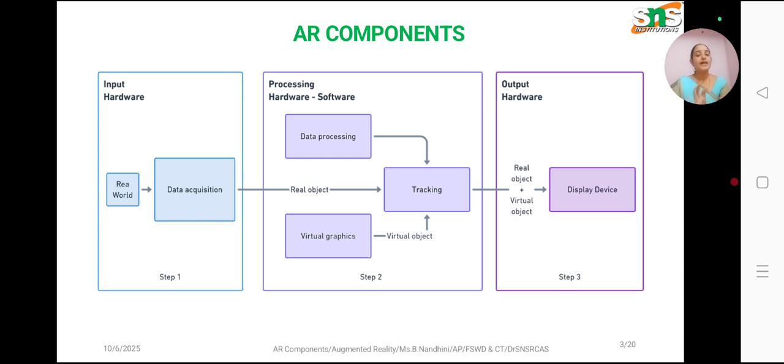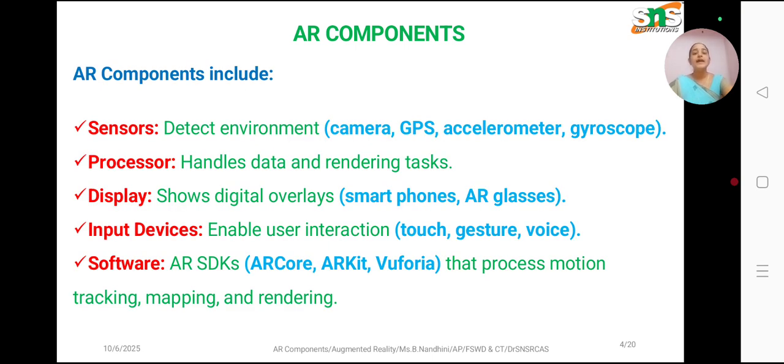Then that data is passed to the output hardware devices. In these output hardware devices, there are 2 methods: virtual objects plus real objects, both are combined, and it displays the final images. So these are the components of AR, and these AR components include some set of categories we already discussed.